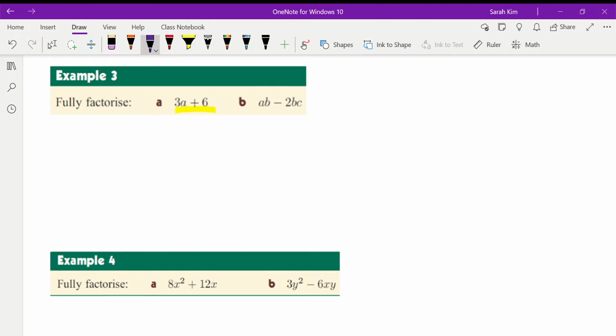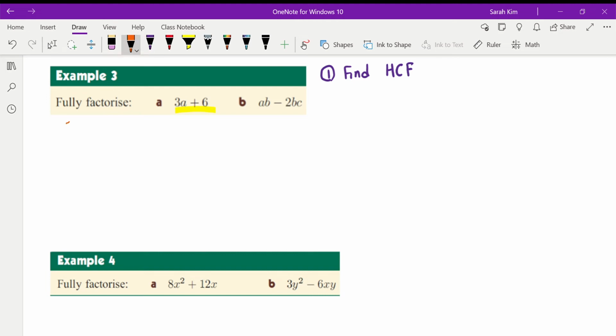So with this one, we start off the same way. First step is to find the highest common factor. If I write highest common factor, that's HCF. We know how to do that because we practiced it a lot.